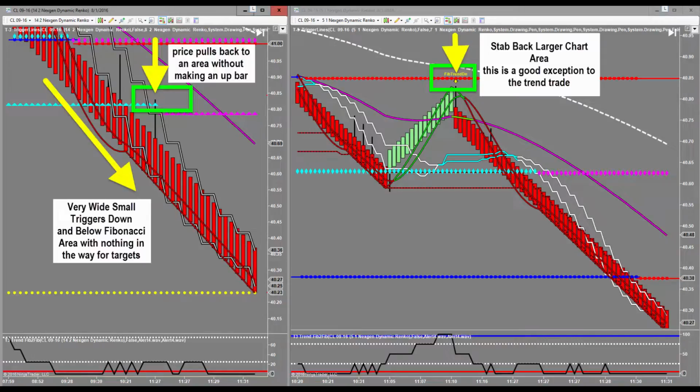So a lot of really good potential for counter trend trading or trend trading when you've got a very strong stab back look on your large chart. So if you focus in on everything that we've said in this video, trend trades, counter trend trades when you've got a larger chart trend trade look, and stab back looks on your large chart for your exceptions to your trend trades, you're going to have a really complete arsenal that once you understand a couple of the small nuances, you're going to really have a very, very solid plan.